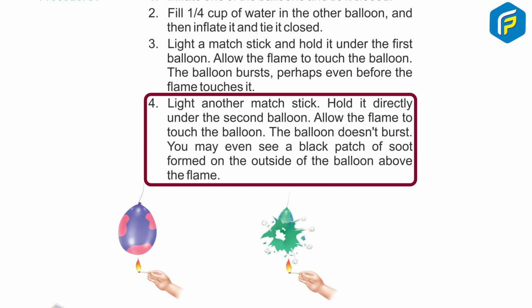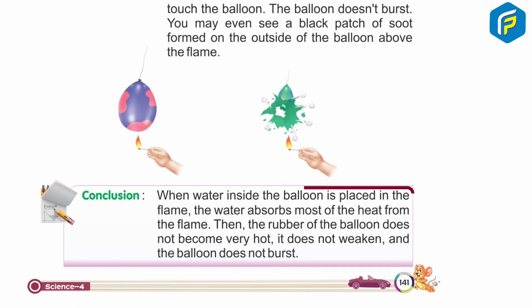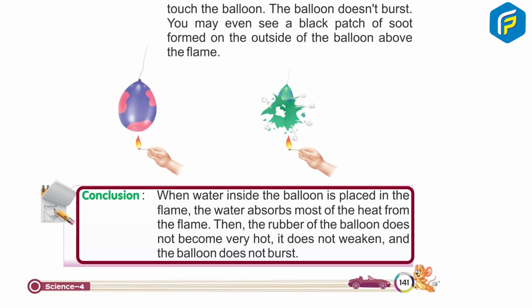The balloon doesn't burst. You may even see a black patch of soot formed on the outside of the balloon above the flame. Conclusion: when water inside the balloon is placed in the flame, the water absorbs most of the heat from the flame. Then the rubber of the balloon does not become very hot. It does not weaken and the balloon does not burst.